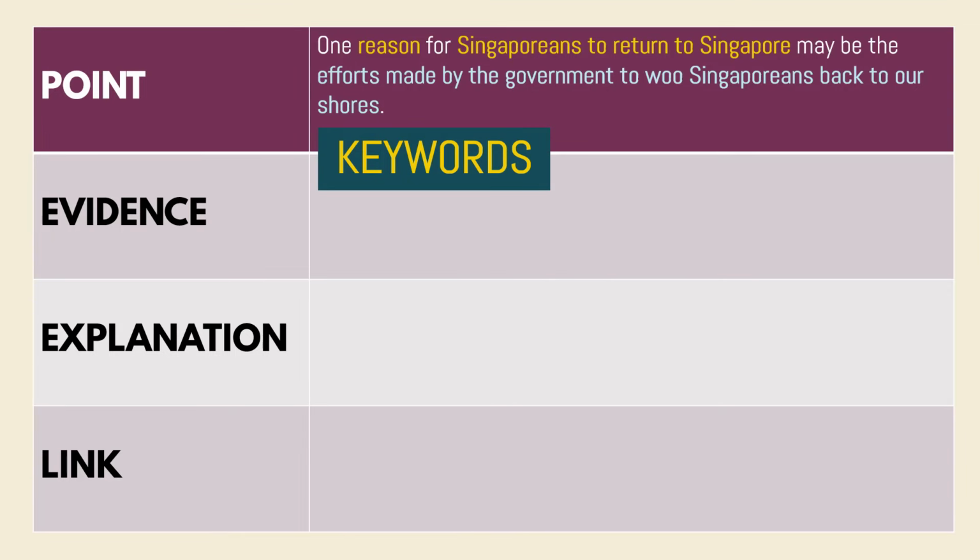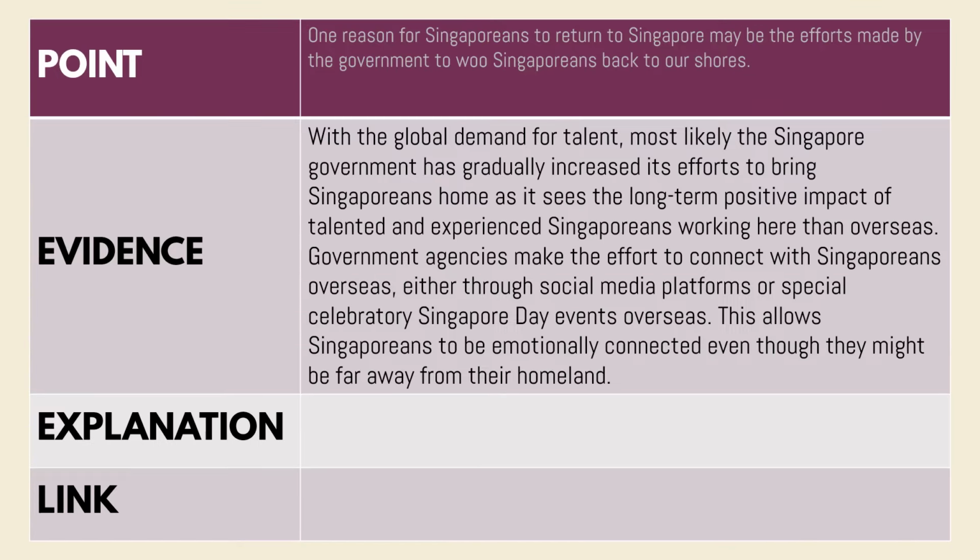When we analyze the answer in terms of point, we're looking for keywords to write. One reason, because it's asking for a reason, you use back the same keyword, reason, and Singaporeans to return to Singapore, and that will be the keywords as well. And the one in blue will be the points. You can actually write it in 2 lines, but that's not ideal because you're wasting time. Do learn simplicity.